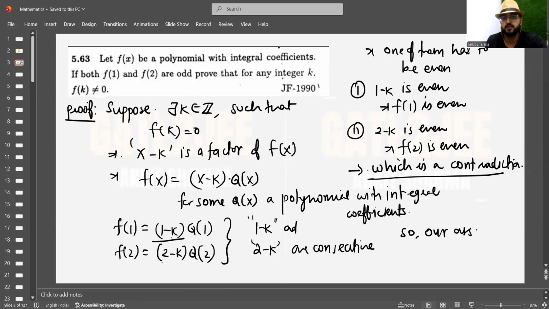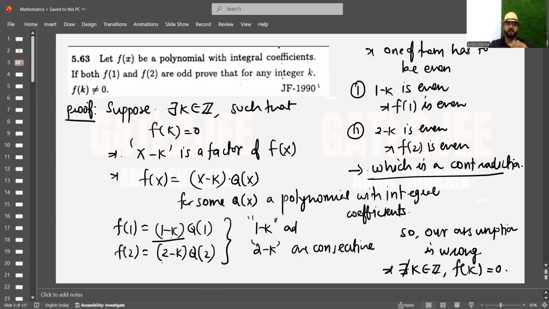Towards our assumption, we assumed that k belongs to integer and f of k is equal to 0. So this implies there does not exist any k belonging to integer such that f of k is equal to 0. Now, if you have followed this problem, this makes so much sense now.